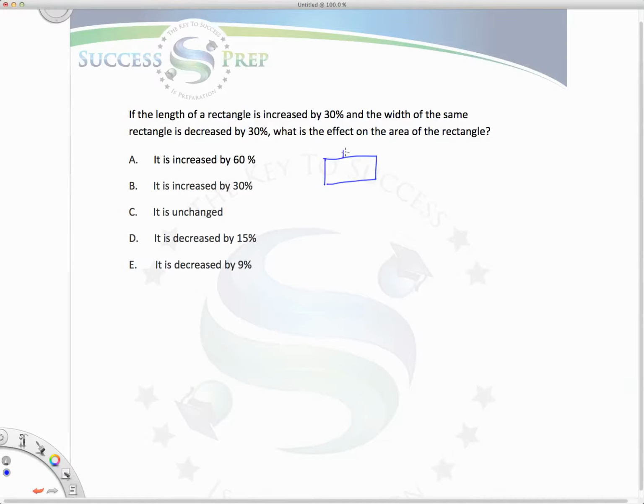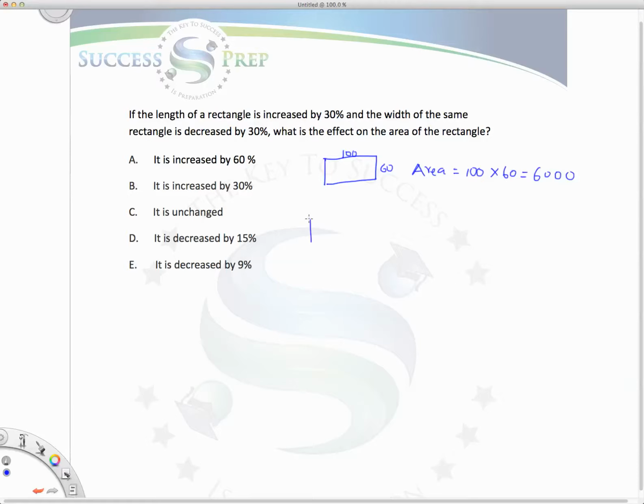So I'm just going to start off with some numbers and say the side of this rectangle is 100 and the other side of this same rectangle is 60. So in this case, the initial area is 100 times 60, and that would give you 6,000. So the original numbers that I picked give me an area of 6,000. Okay, now it says if the length is decreased by 30%.